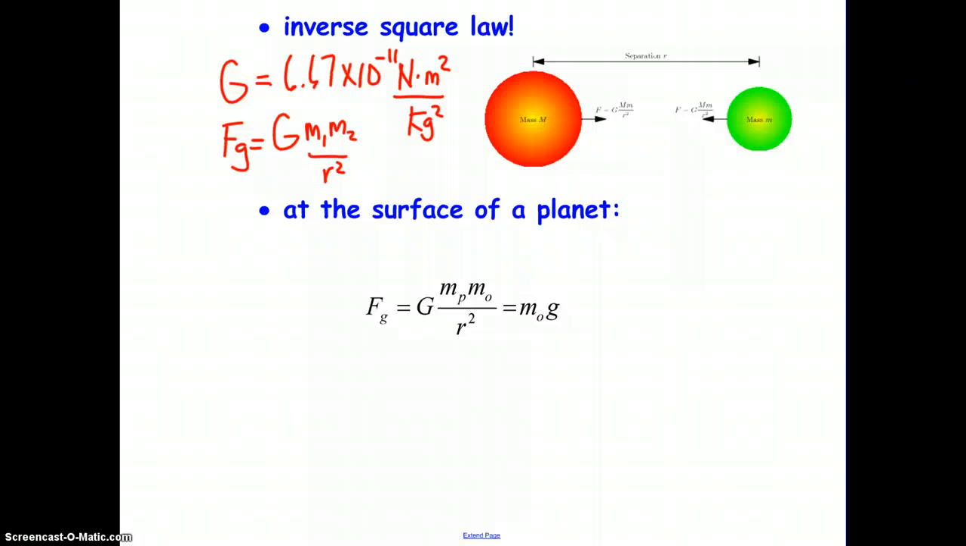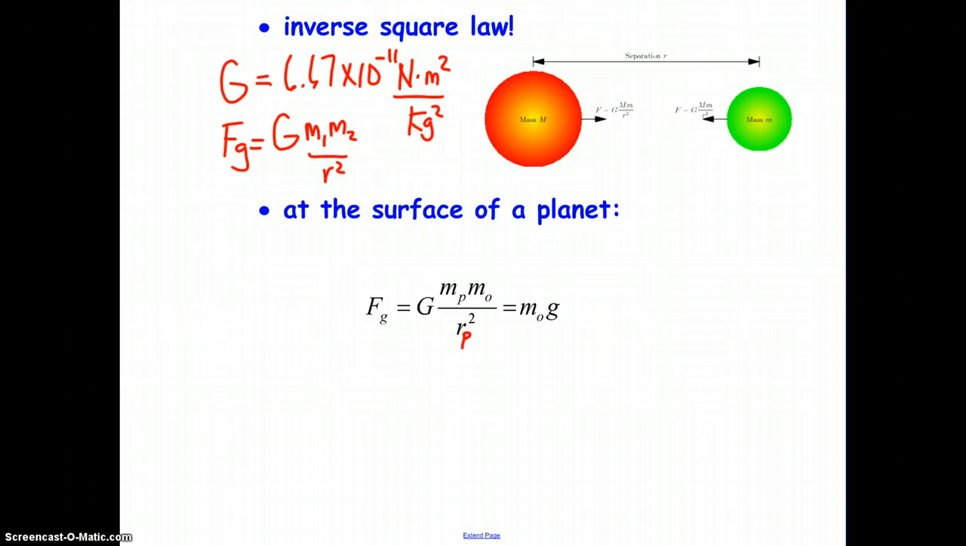So we set up Fg equals big G, mp, which is mass of planet, times mo, mass of object, divided by the distance between the center of the planet and the object squared, which happens to be the radius of the planet. So we'll throw a little p on there. That's the radius of the planet squared. Well, that is also the same thing as the weight of the object, which we traditionally calculate as the mass of the object times the acceleration due to gravity at the surface of the planet.